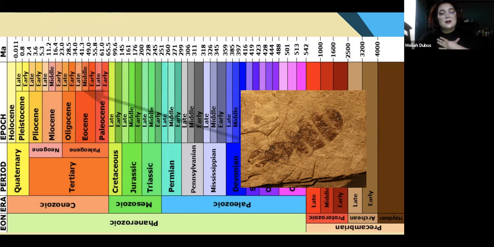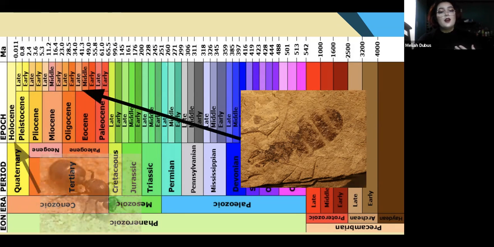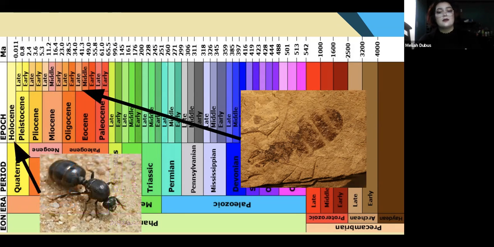We are looking at ants between those two times, at ants from the late Eocene 38 million years ago from the Florissant fossil beds, and comparing them to modern day ants of the same lineages.